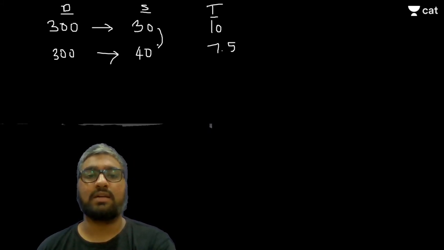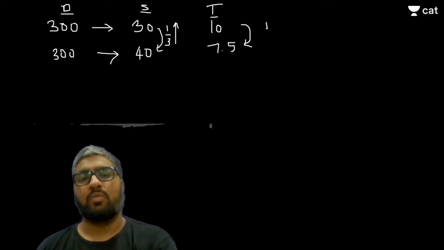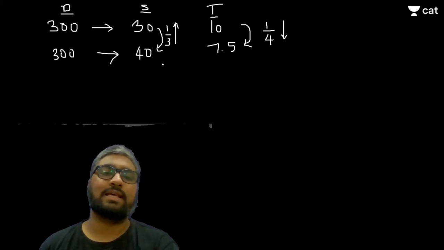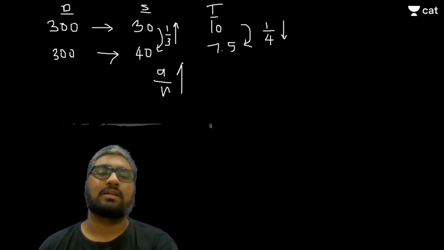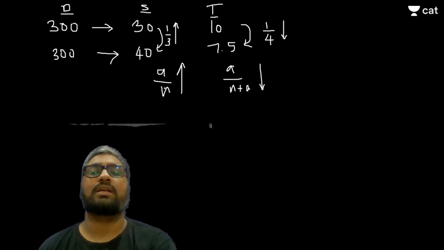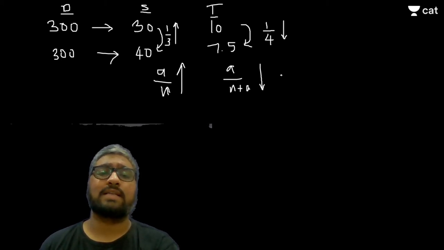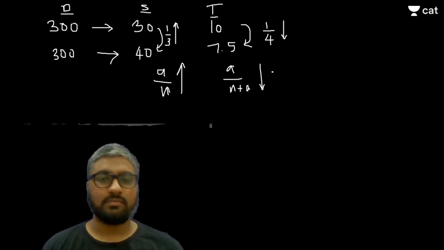So here, if you see, we see a 1 by 3 increase. If the speed increases by 1 by 3, look at this, there's a drop in the time by what? 2.5 out of 10 hours is what? 25%, which is nothing but a 1/4 decrease. So when there is an A by N increase, this will lead to an A by N plus A decrease. This is the Brahmastra that you can use in most questions that relate two entities as inversely proportional. I hope this helps.